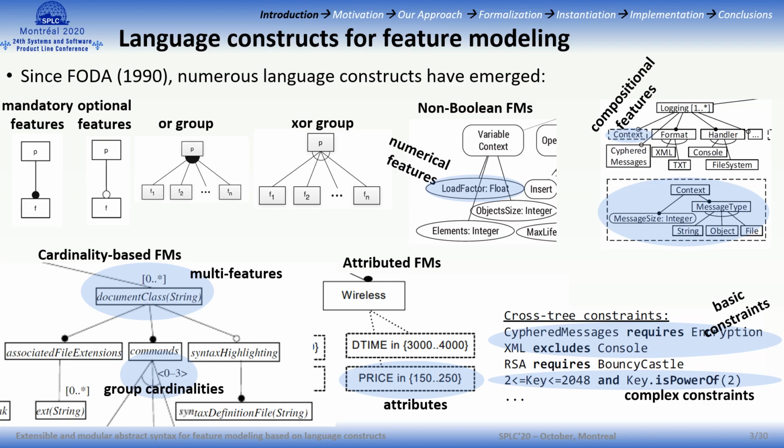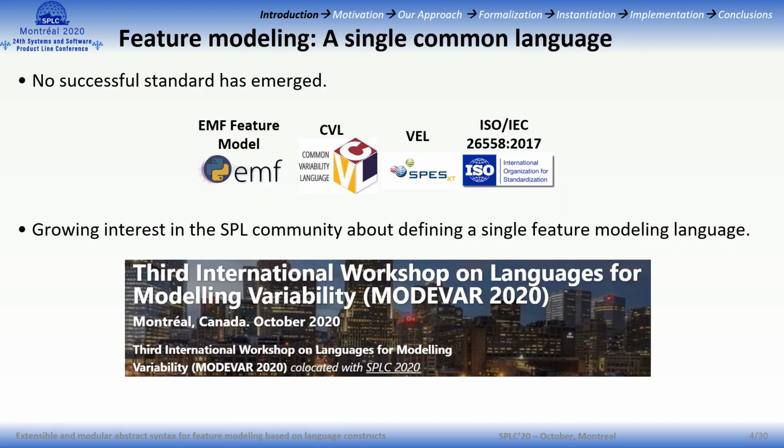Each of these language constructs usually comes with its own syntax and semantics, and often coincides with the definition of a completely new modeling language or a new tool to support it. Despite the success of feature models to specify variability, no standard has emerged. Nowadays, the software product line community is interested in the definition of a single common variability modeling language.